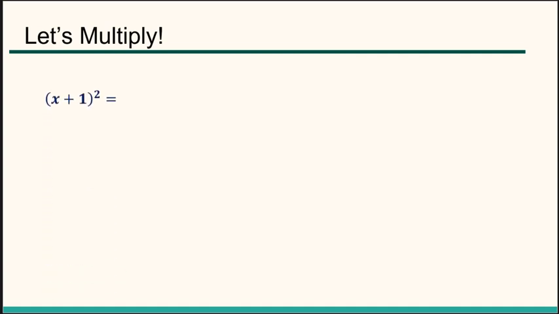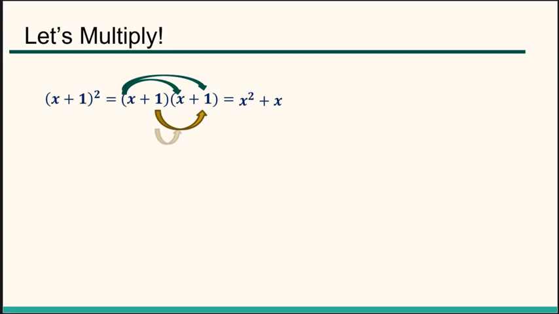So first up, let's look at x plus 1 quantity squared. Now what this means is x plus 1 times x plus 1. So remember that we have to distribute the x and we need to distribute the 1. So there we are. If we distribute the x, it'll be x squared plus x. Then we'll need to distribute the 1, and the 1 times the x is x plus 1.